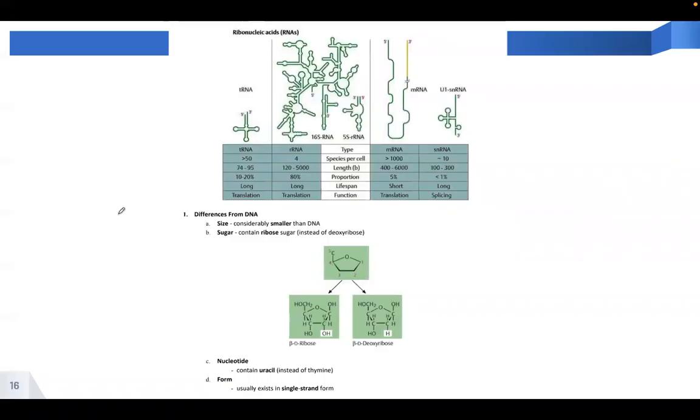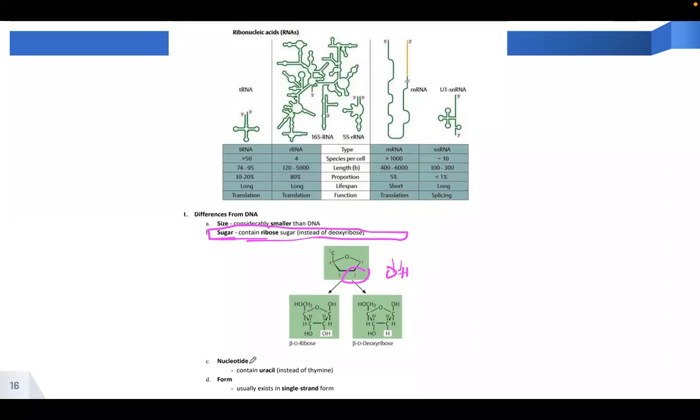So your RNAs, or what we call the ribonucleic acids, meron tayong at least 4 types of the RNAs, both for the eukaryotic and the prokaryotic. But for this discussion, magpo-focus lang po tayo sa eukaryotic RNA. And then these are the differences of your RNA from your DNA. So in size, your RNA is considerably smaller than your DNA. And then for the sugar, it contains ribose sugar only instead of the deoxyribose. Okay, as evident naman doon sa ating second carbon, okay, OH and then the H.